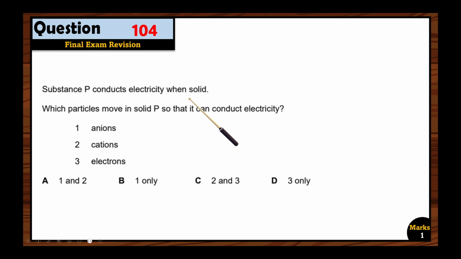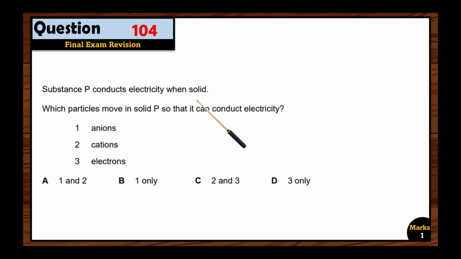Substance P can conduct electricity when solid. So substance P can be a metal or it can be graphite. There are only two options. We don't have any other option that is a solid and can conduct electricity. So only metals, or only graphite, can conduct electricity when they are solid. So who is responsible for conducting the electricity in these solid states?